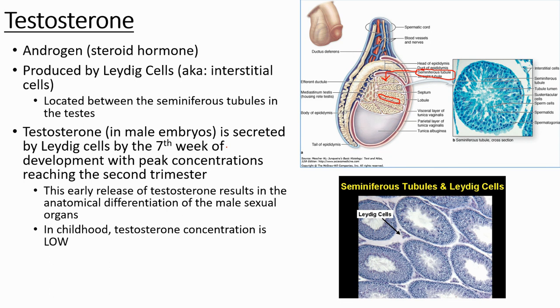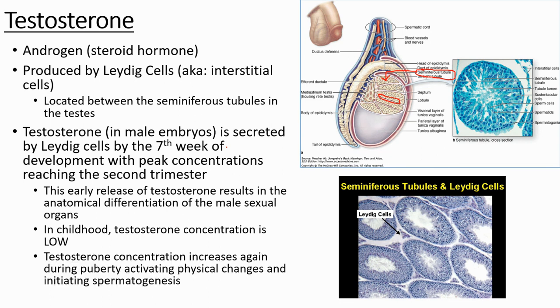In childhood, testosterone concentrations are going to be low. Once puberty is reached, that is going to increase those testosterone levels, which will then initiate spermatocytogenesis and then spermiogenesis.